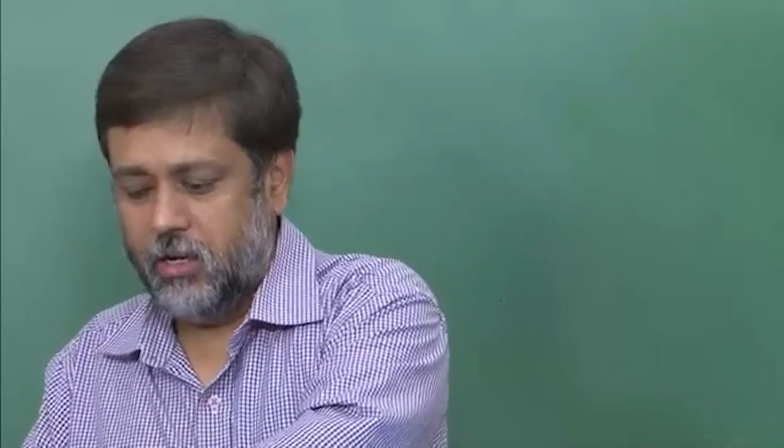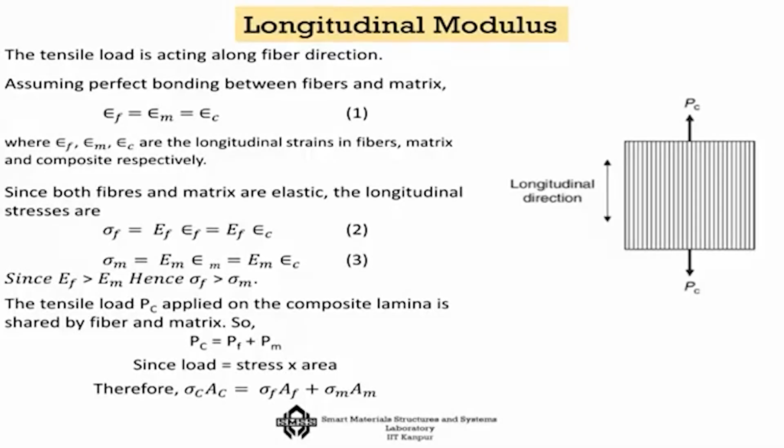Okay. So that's the assumption in this case. We can say here that epsilon f equals epsilon m equals epsilon c, and the load is shared between the two, that is, PC = PF + P matrix. So this is how the load is shared between the two.